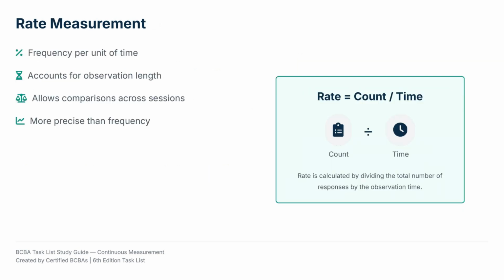Next, we have rate. Rate is similar to frequency, but adds an important element, time. Rate is calculated by dividing the number of responses by the amount of observation time. In formula form, rate equals count divided by time. Rate is useful because it accounts for differences in session length. For example, if one session lasts 10 minutes and another lasts 30 minutes, simply comparing frequency counts would be misleading. By converting frequency into rate, we can compare behavior across sessions with different durations.